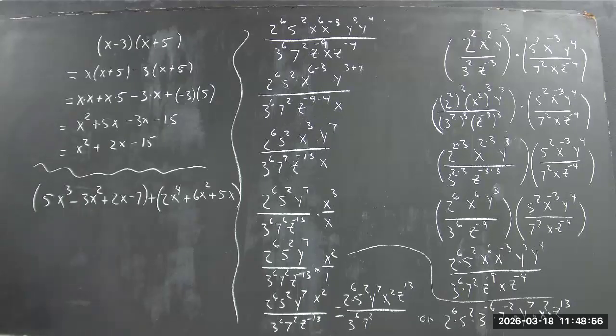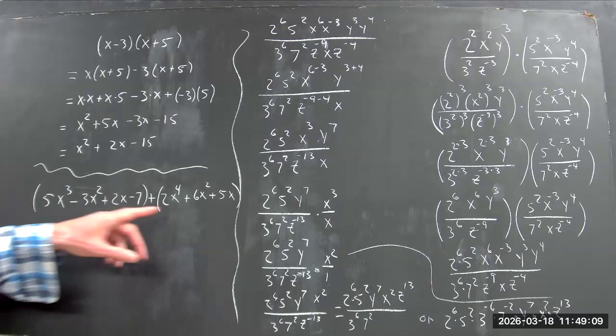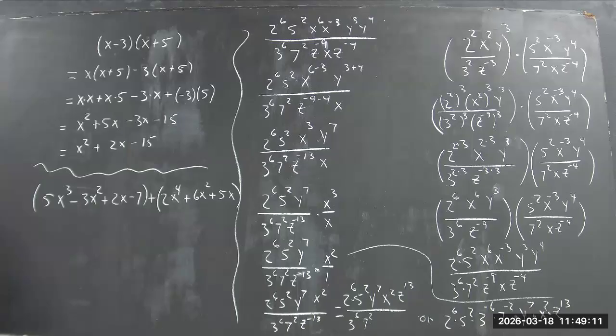Now, the rule is you can only combine like powers. You can't add a multiple of x cubed to a multiple of x to the fourth. Okay? Reason for that is x represents, well, x is a variable. It could represent any number.